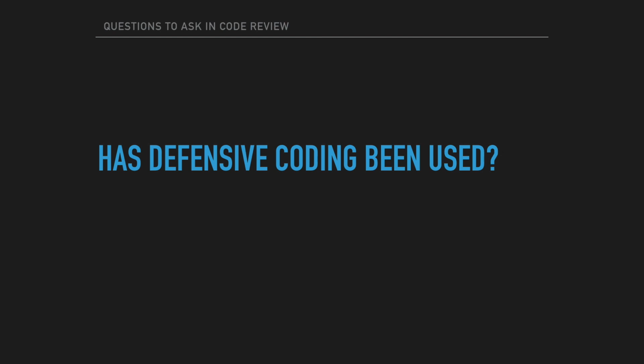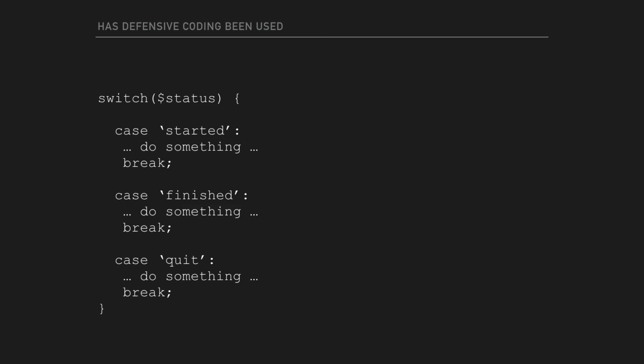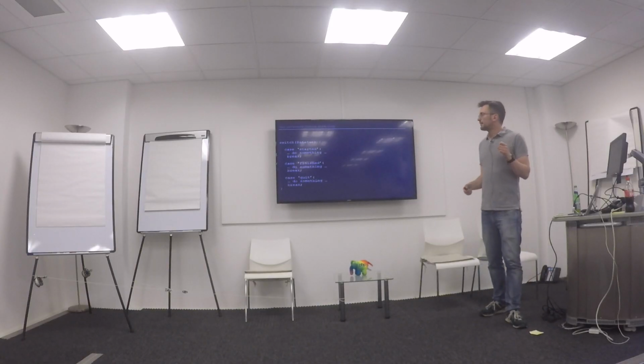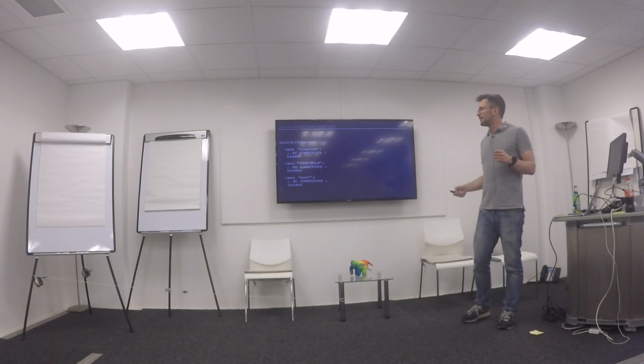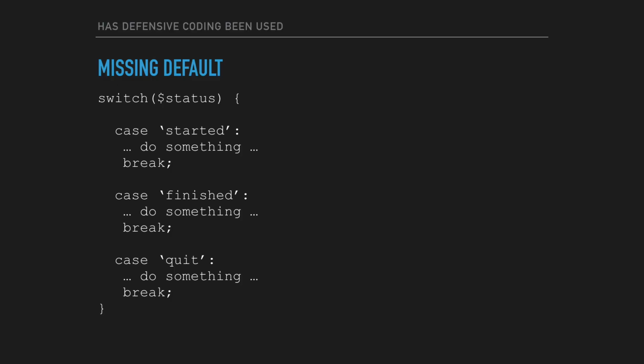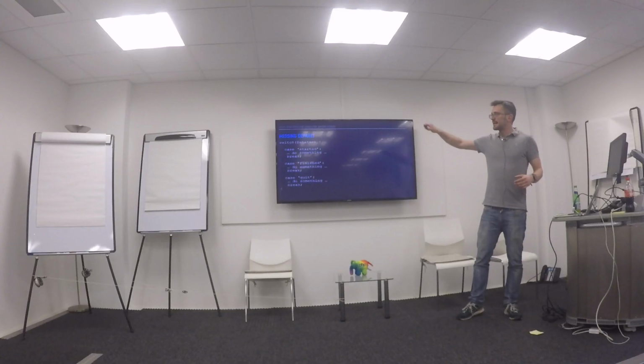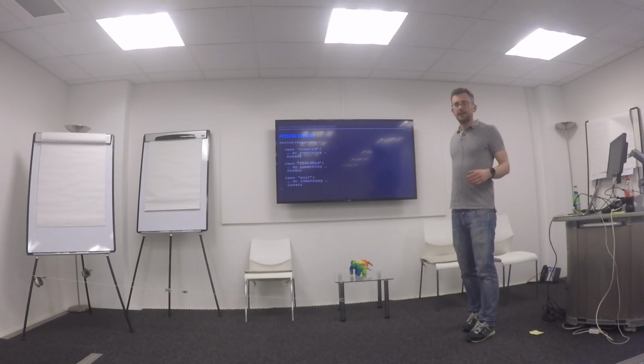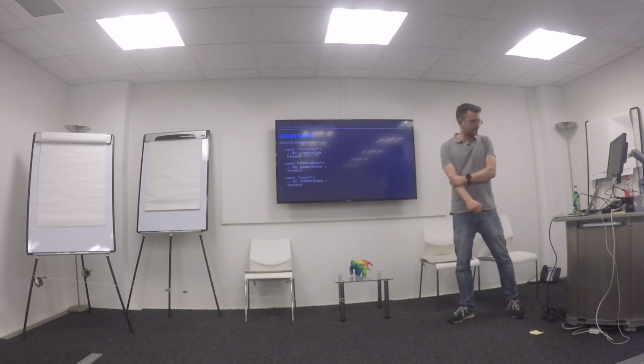Other questions: has defensive coding been used? So what might not be ideal here? We haven't got any default. What if status isn't any of those 3 things? So we could put in a default. These are the kind of comments I pick up. Maybe static analysis tools will also point those issues out as well.